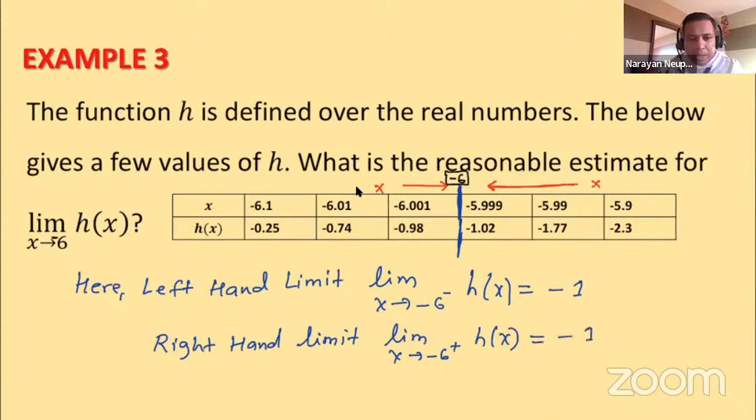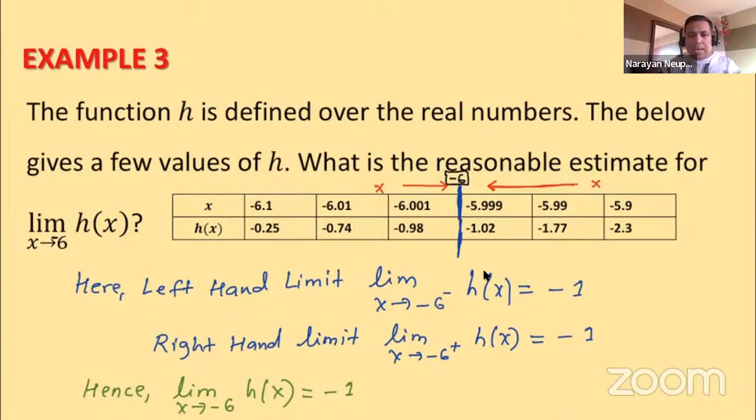Meaning of this is the left-hand limit and also the right-hand limit both approach a single value, -1. Meaning of that is the limit exists and the value of the limit is -1. So we can say, hence the limit as x approaches -6 of the function is equal to -1. So we can literally look at the table and determine the value of the limit. Sorry about this typo. This is limit as x approaches -6 of that function h of x.